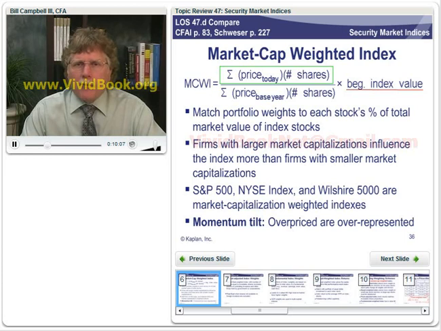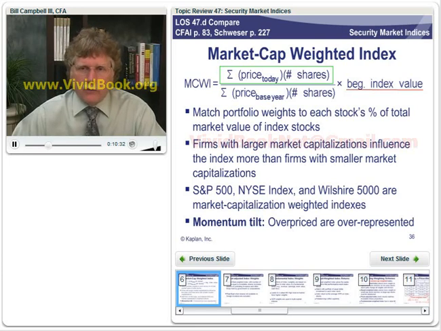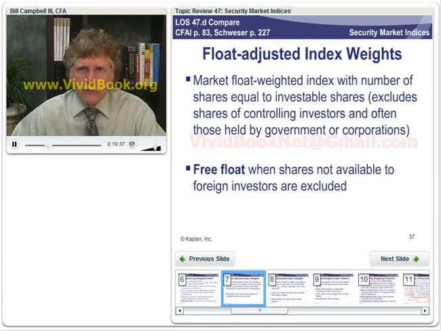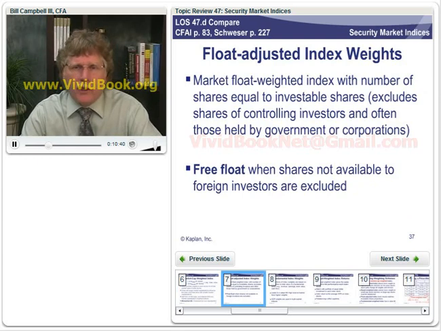Market cap indices tend to have a momentum tilt in the sense that stocks that are overpriced tend to be overrepresented in the index. Because if the price were lower, then the total market capitalization would be lower, and therefore the percentage that these stocks would constitute in the portfolio would be smaller. Now, another issue with market cap weighted is what we call free float adjustment.